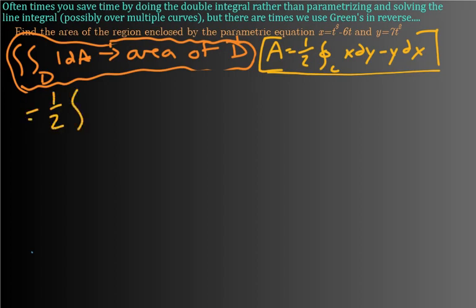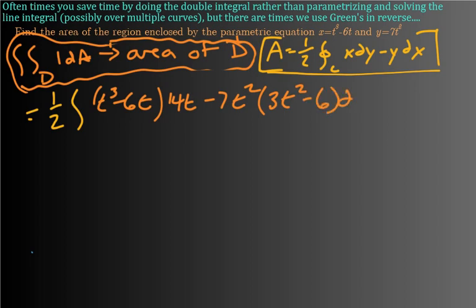So I am going to start by just plugging in what I know. So I got x is t cubed minus 6t. I've got dy is just going to be 14t. And then minus y, which is 7t squared. And then dx is, let's see, that is a 3, right? 3t squared minus 6, and then dt. Okay.